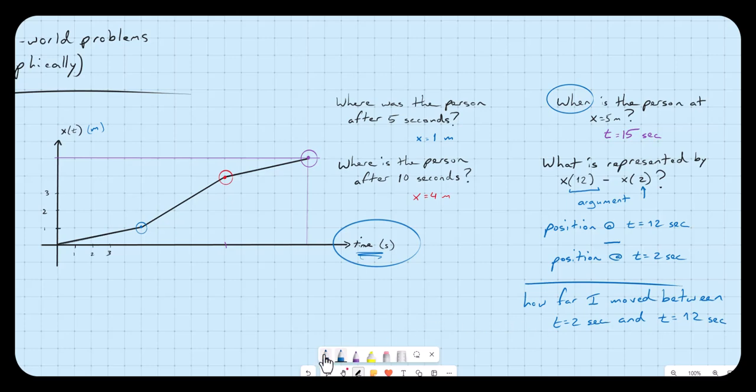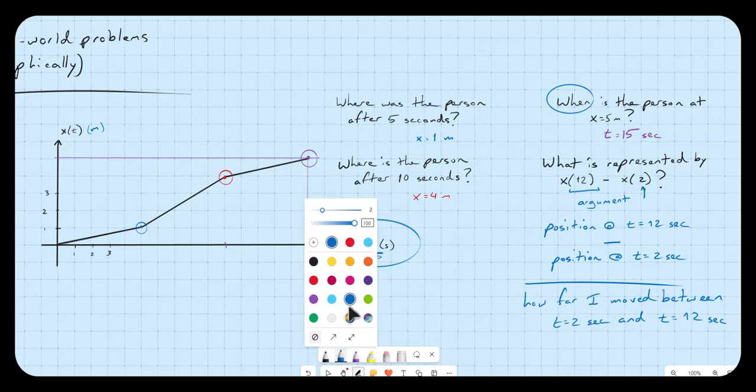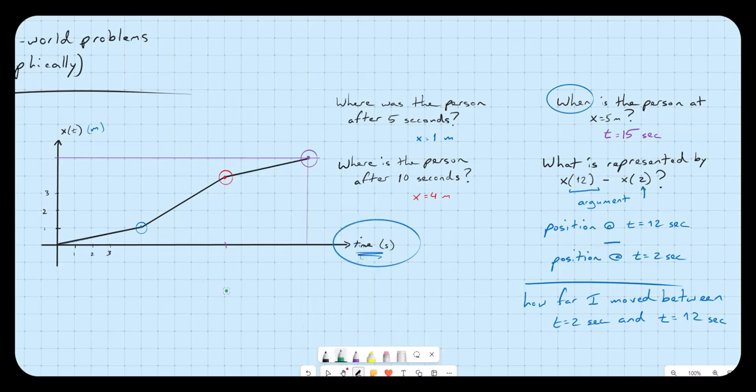If I wanted to actually solve that, at t equals 2 seconds, I am, let's go with green, I am here. That looks like I'm at x equals half a meter. At t equals 12 seconds, so 10, 11, 12, I'm here. That looks like x equals 1, 2, 3, 4. Let's call that 4.5. So the difference between those, 4.5 minus a half, is 4.